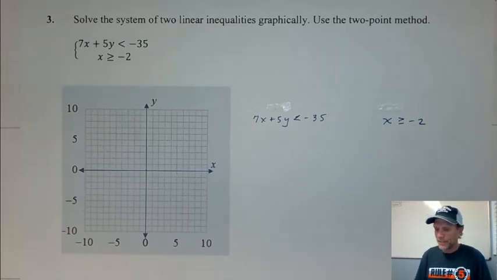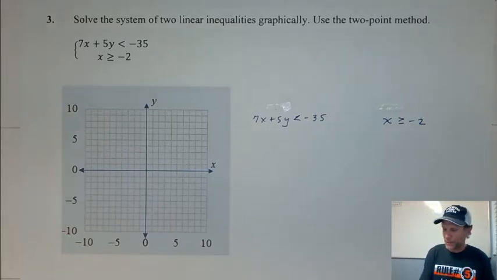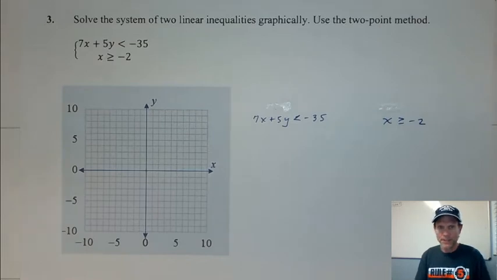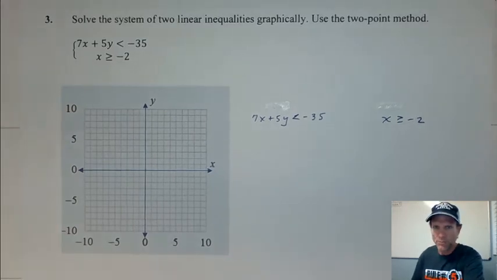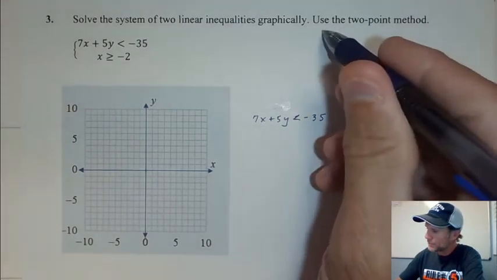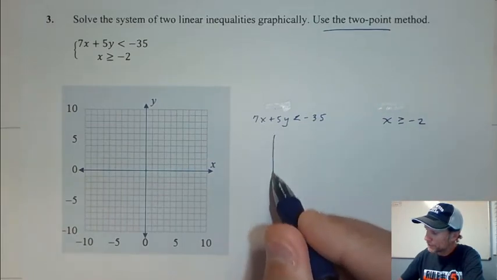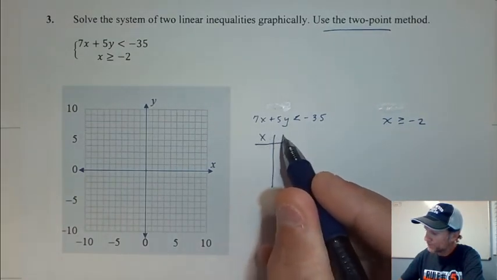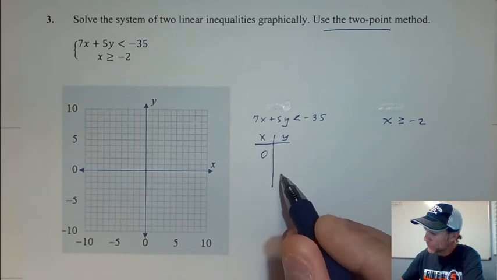Alright, let's look at the last two problems in 9.8 and Module 9. We're going to graph these systems of linear inequalities. It asks us to use the 2-point method here. So I'm going to use the intercepts for this first one. I'm going to let x equal 0 and y equal 0.